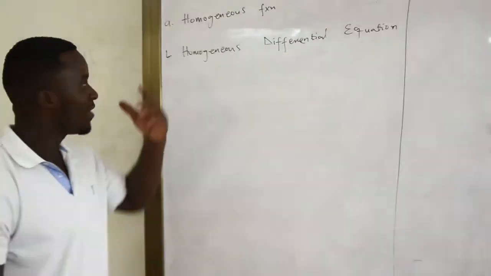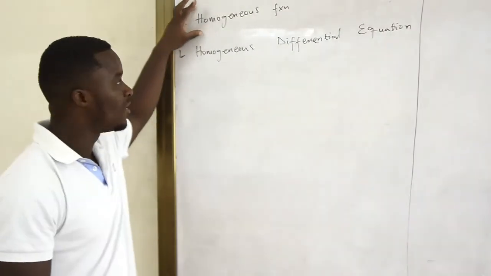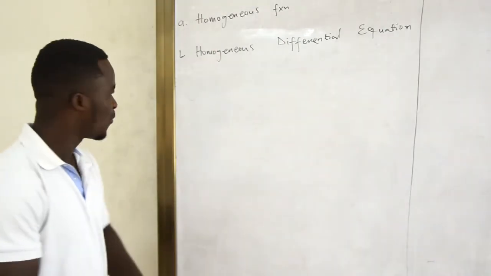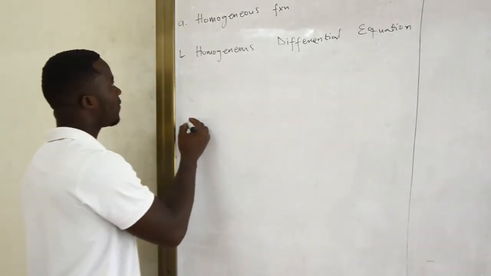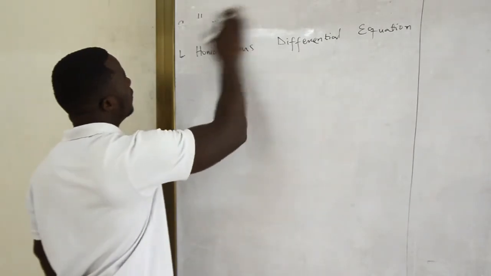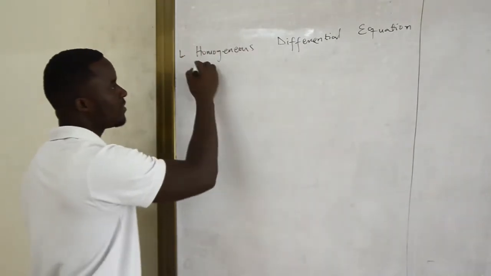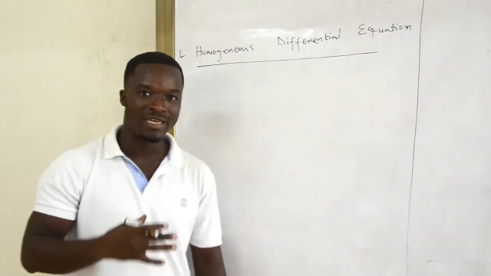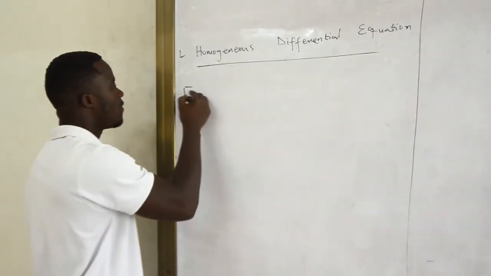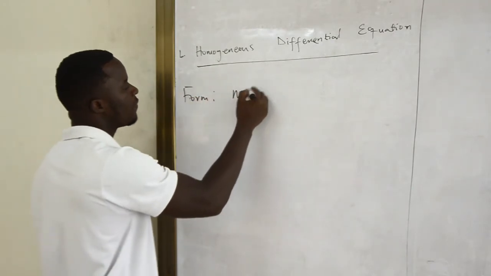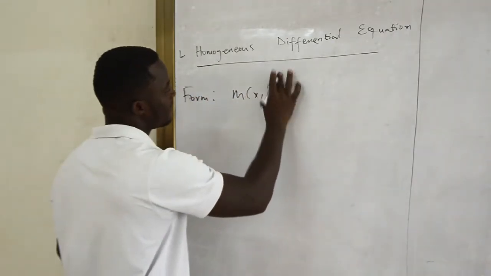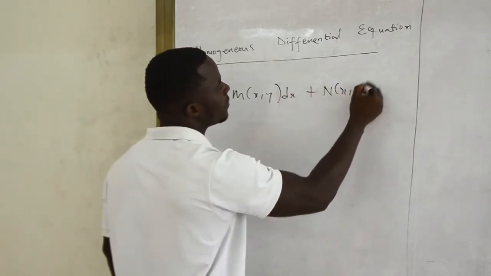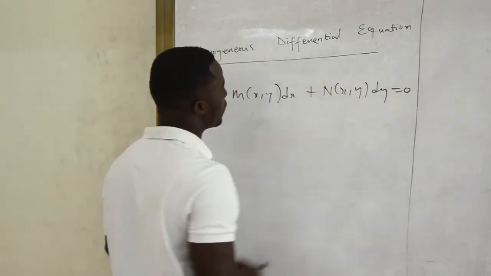Now we have done something about homogeneous functions. So the next thing is the homogeneous differential equation, and so let's take that one. So I'll clean this one now. So we have homogeneous differential equation, and a homogeneous differential equation is of the form m of x, y dx plus n of x, y dy equal to 0.